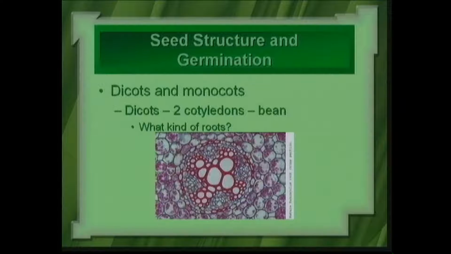And if you were to look at a cross section of a typical dicot root, the area around here would be parenchyma cells. This would make up the cortex of the root, and interior to that you have the vascular cylinder with the endodermis and the pericycle.